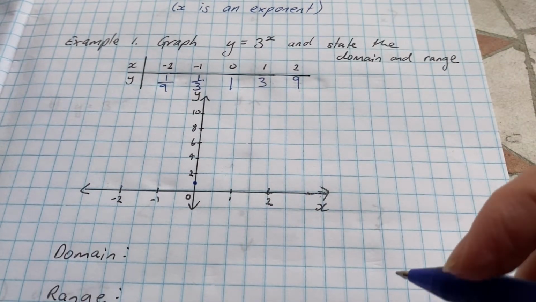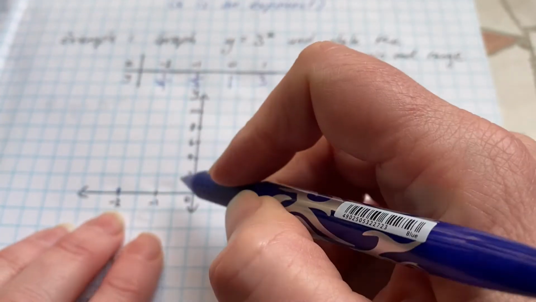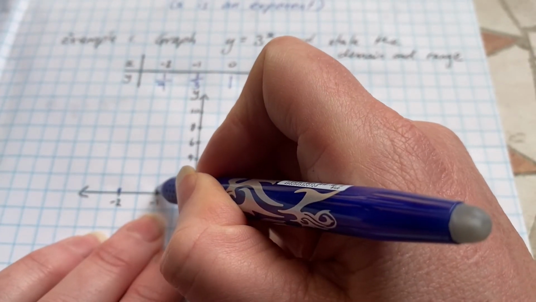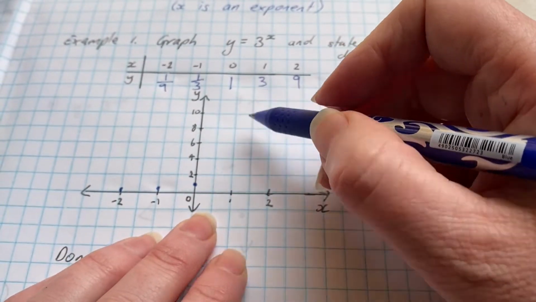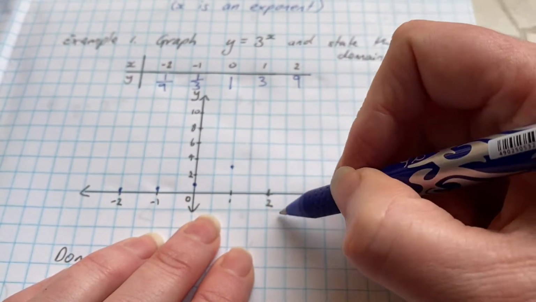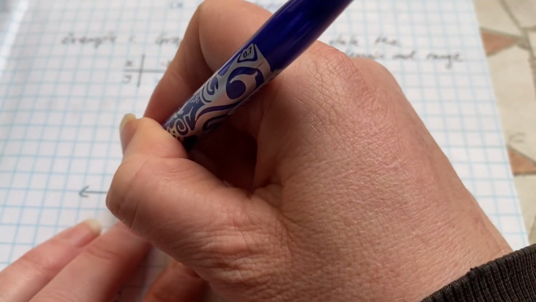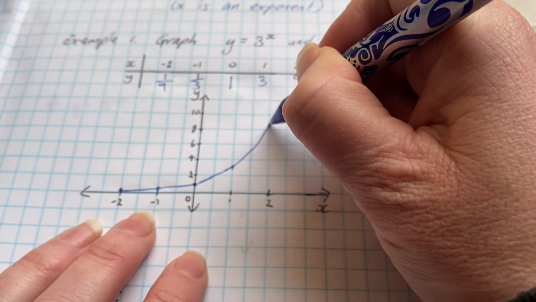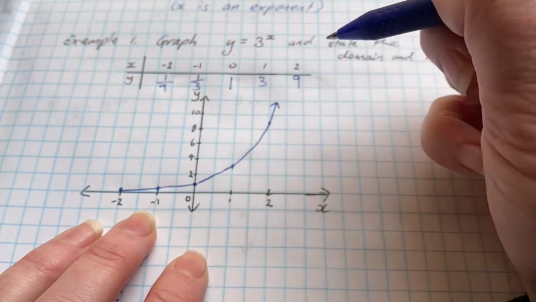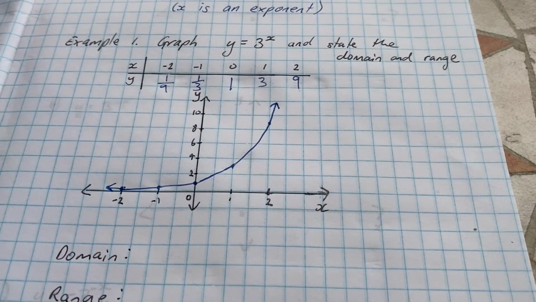Okay, let's go ahead and plot those points. So at -2, we're down here at a 9th. At -1, we're here at a 3rd. At 0, we're up at 1. At 1, we're up at 3. And at 2, we're way up here at 9. So we get this shape like this, exponential. You've probably heard of exponential growth before. It's when things grow really quickly, and that's what the curve looks like.